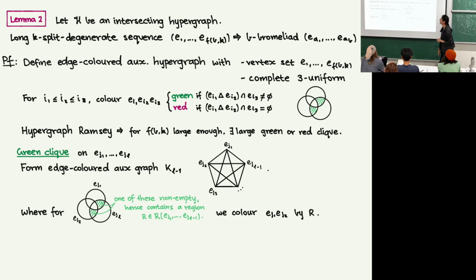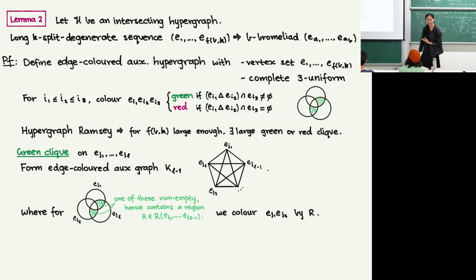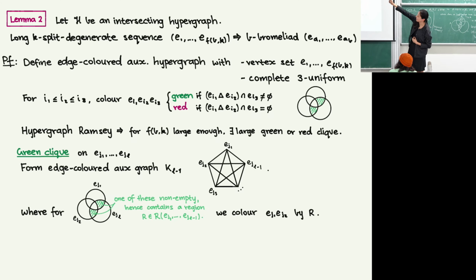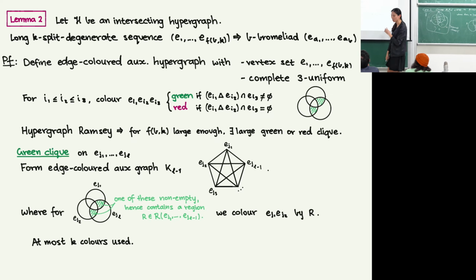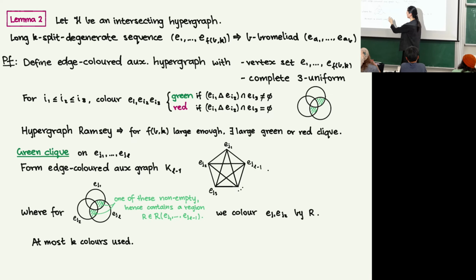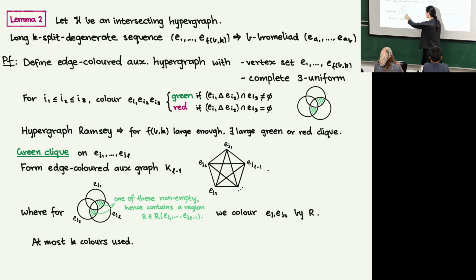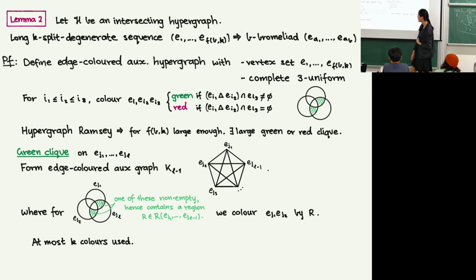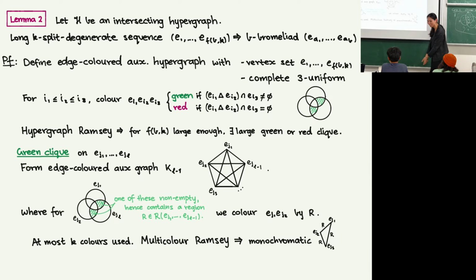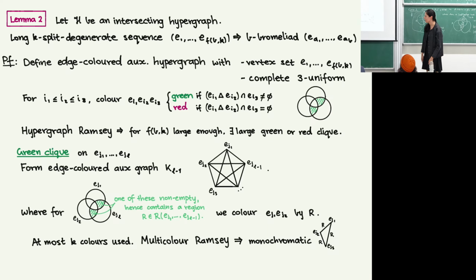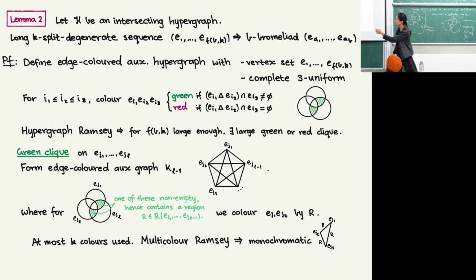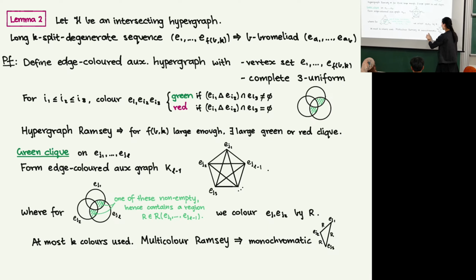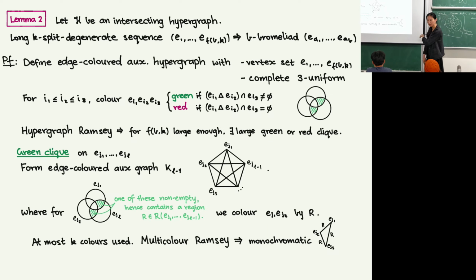Okay. So the greenness just ensures that such a region exists. Now we use the fact that it's a k-split degenerate sequence, because that means that we use at most k colors. Right? Because if we consider EJL, well, among these regions, it can only actually split k of them. That was the assumption. Okay, but then we can use multicolor Ramsey. So as long as my L here is big enough, I can find a monochromatic triangle. And we just break down what this means.